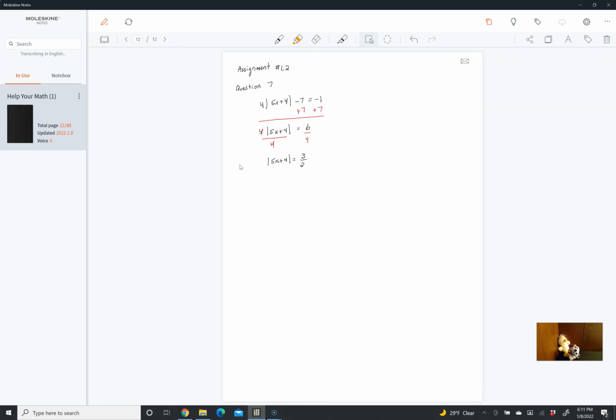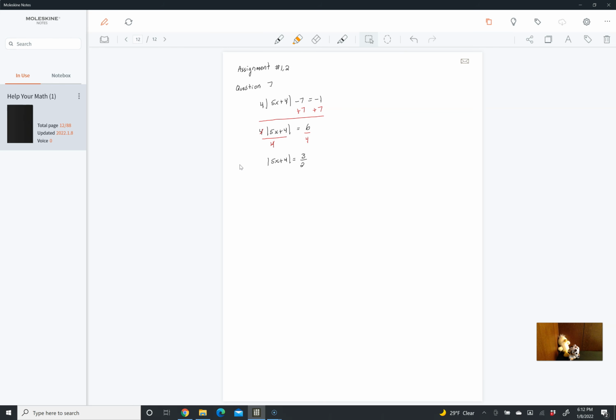Now there are two solutions to this. Either what's inside the absolute value is equal to 3 over 2, because we know that the absolute value of a number is equal to itself, as long as it's positive. Or what's inside the absolute value is going to be negative 3 over 2, because the absolute value of negative 3 over 2 is also equal to 3 over 2. So we have two equations. With absolute value, you're going to have two equations unless it's equal to 0.